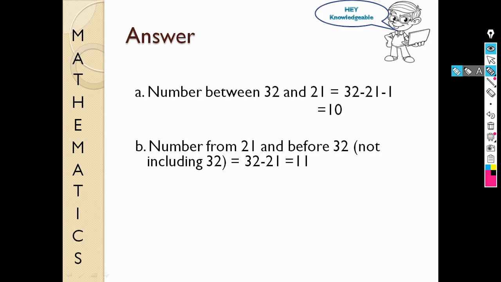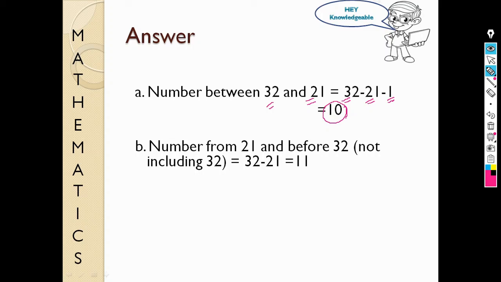Coming to the solution, the first question was about how many whole numbers are there between 32 and 21. That means 32 and 21 should not be included. Never try to find the answer by counting on your fingertips, because if the difference is too large, you will not be able to count it. For this, there is a formula that needs to be used. If both need not be included, then you take the larger number minus the smaller number and then minus 1. So there are 10 numbers between 32 and 21.